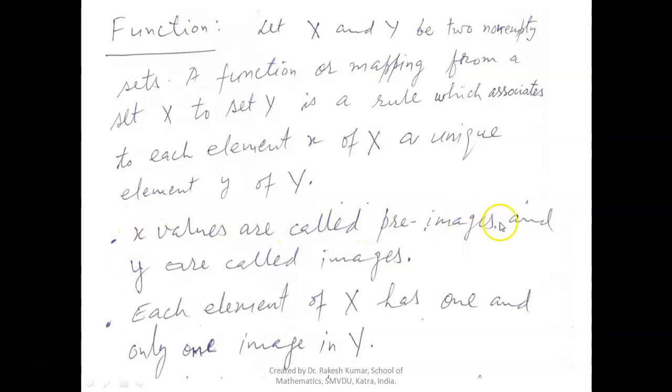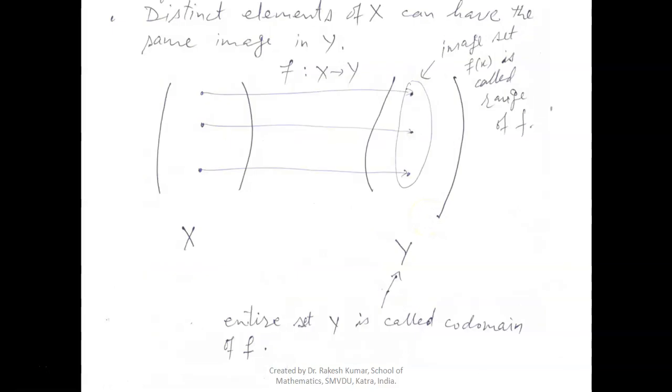X values are called pre-images and y values are called images. Each element of set X has one and only one image in set Y. Distinct elements of set X can have the same image in set Y. So now we can visualize here. Set X is this and this is set Y. So this function from X to Y is a mapping. Each element of set X is associated to a unique element in set Y.